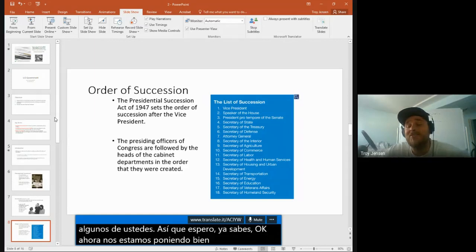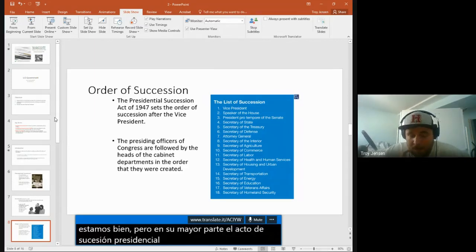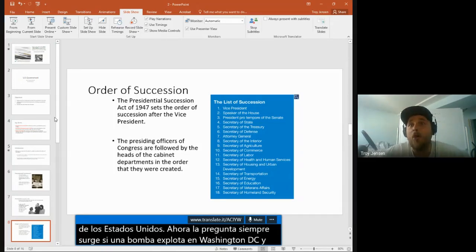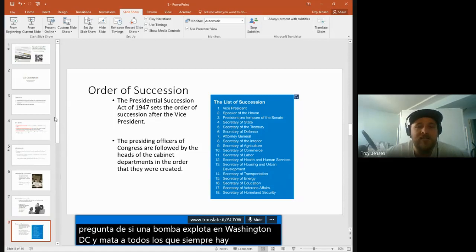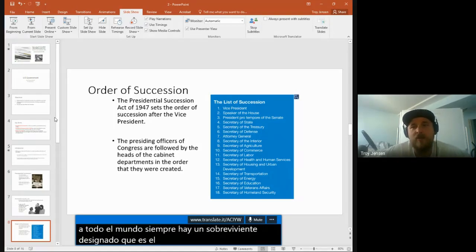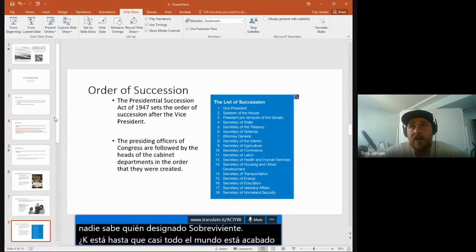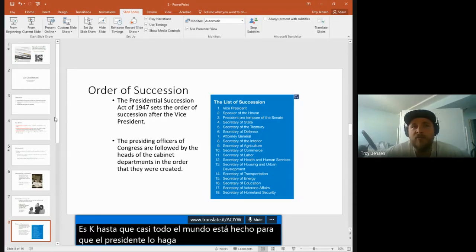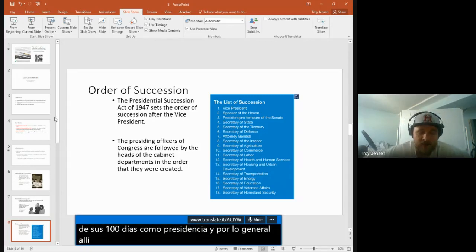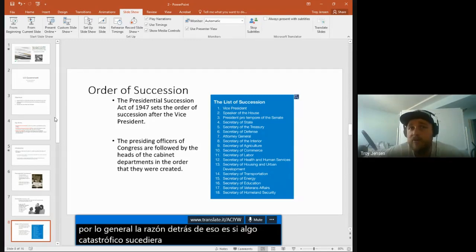But for the most part, the Presidential Succession Act is so deep that there will always be somebody to serve as president of the United States. Now, the question always comes up, what if a bomb goes off in Washington, D.C. and kills everybody? There's always a designated survivor, which is the 19th position. And nobody knows who that designated survivor is until pretty much everybody is done for. The president will designate a survivor within his first 100 days as president. And usually the reason behind that is if something catastrophic were to happen, we don't want that information shared with the public.